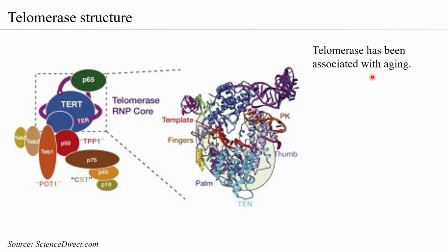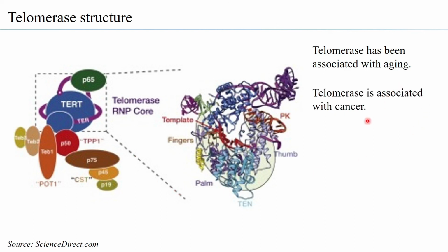So telomerase has been associated with aging, as already explained. As the telomere shortens, you would have the cell senescing and aging, and also undergoing apoptosis if needed. So you can have cell death happening.